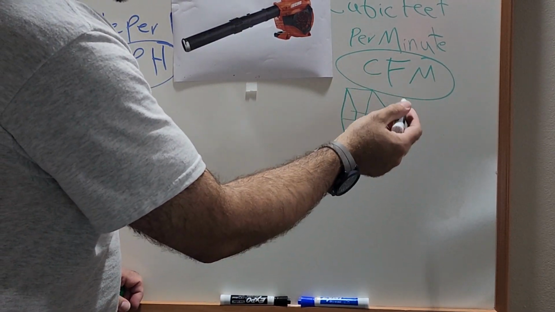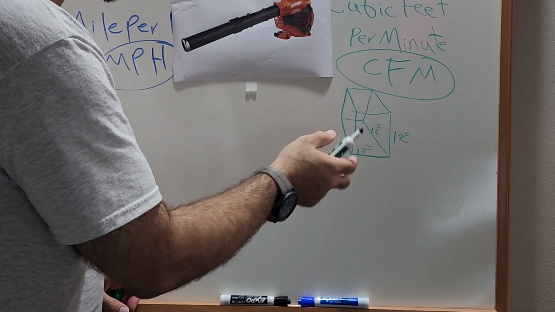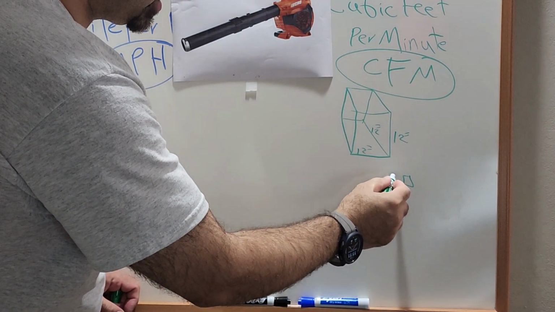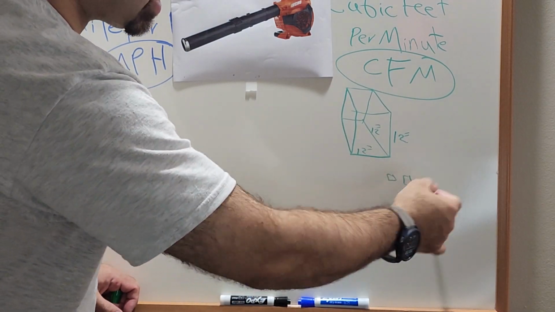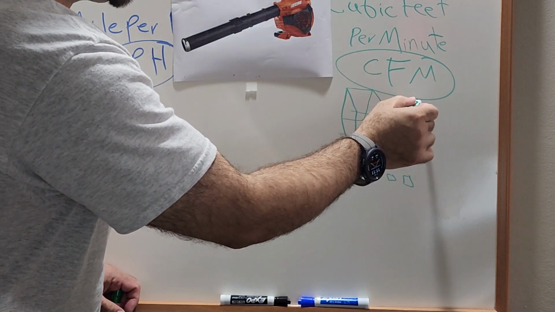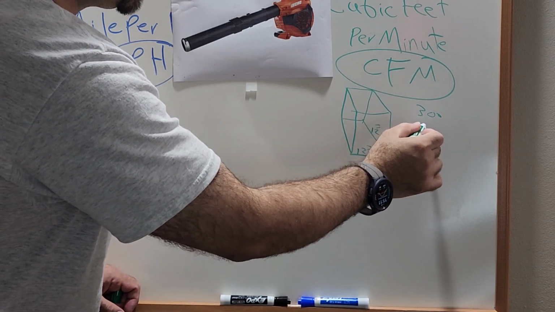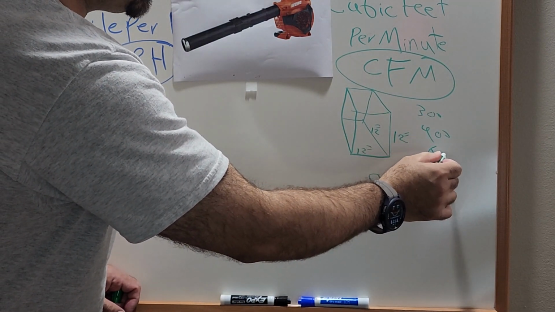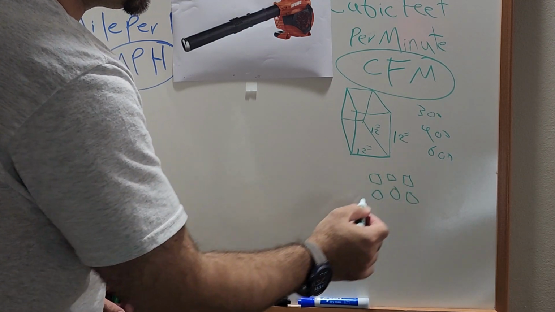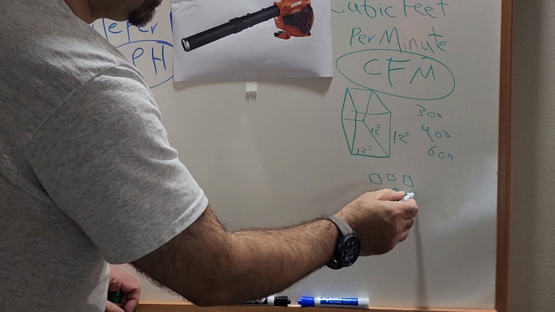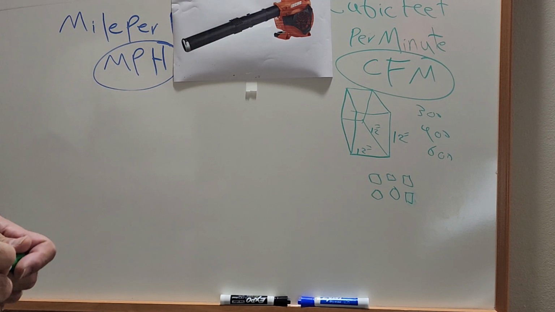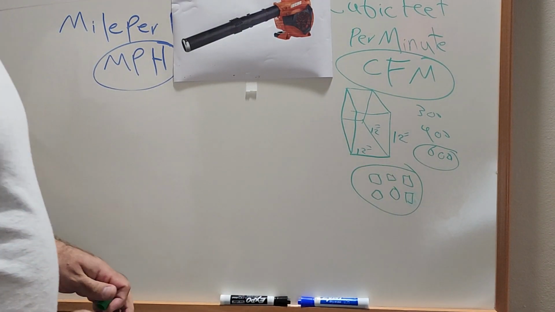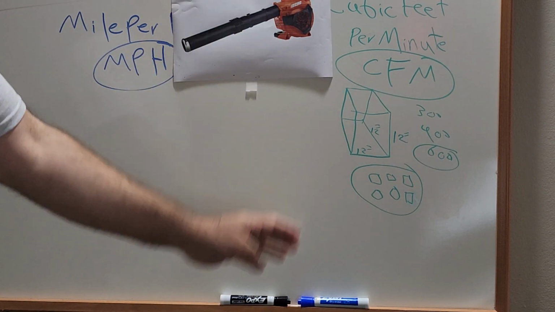So again, when we say we have a blower that has 200 cubic feet, we have 200 of these cubic feet per minute. Let's say each of these is like 100. So if this blower is 300, we have 3 of these. If this is 400 CFM, this is gonna be 4. If this one is like 600, here it's gonna be 6. So 600 cubic feet means 6 of these come out of the blower within 1 minute.